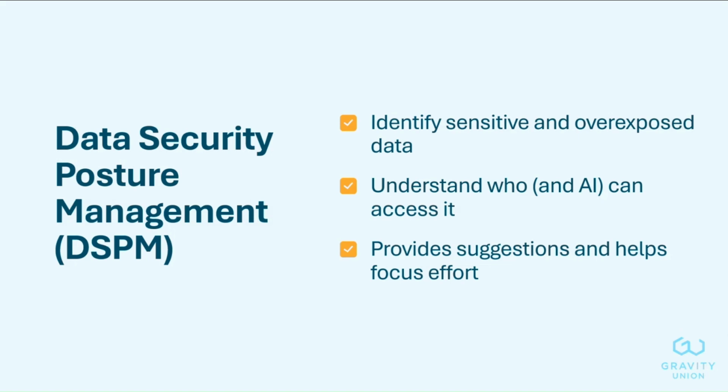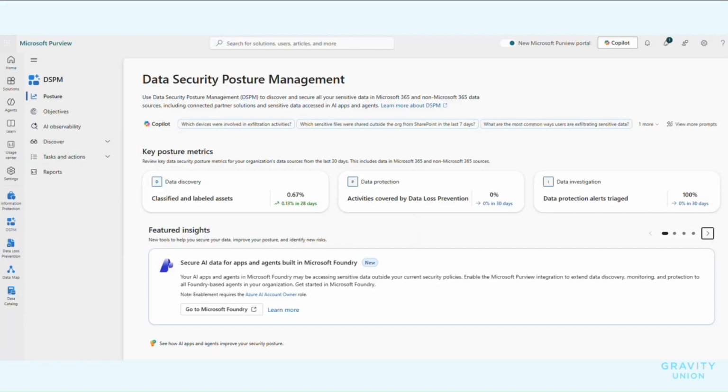Another place in Purview that helps with classification, and I'll often look into, especially if an organization has rolled out some AI tools or Copilot, is to look at the data security posture management. And this is another place that can help you identify sensitive and overexposed data, especially in how AI might be using that sensitive information. And then it does try to give you suggestions for where to go next, what to do, and help you focus your effort, what kind of policies you might want to create in the future. And so this is what it looks like, just a quick view.